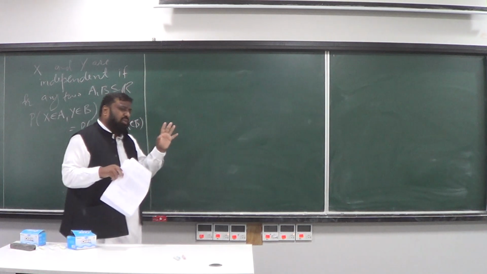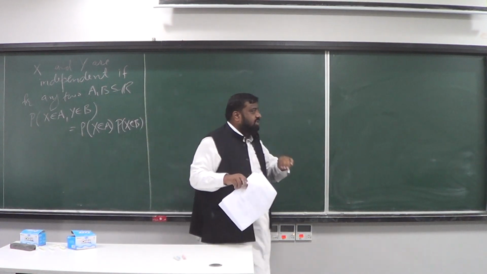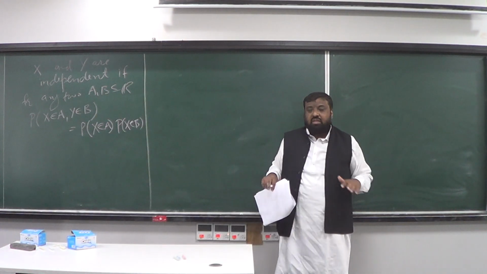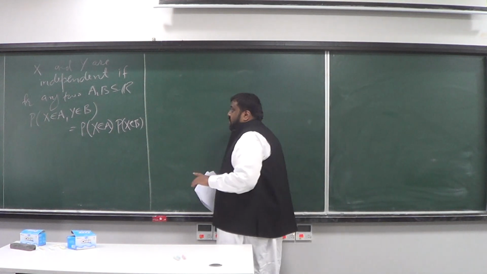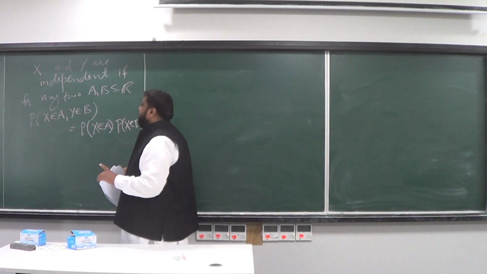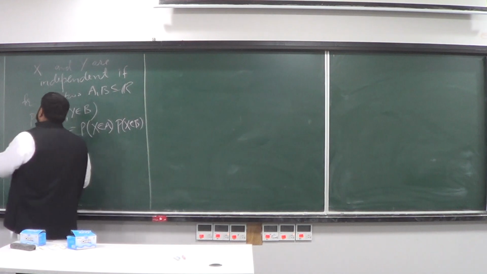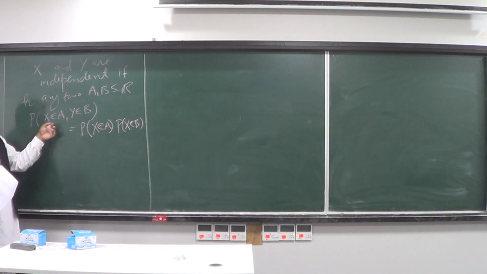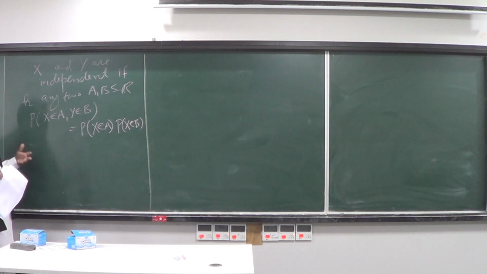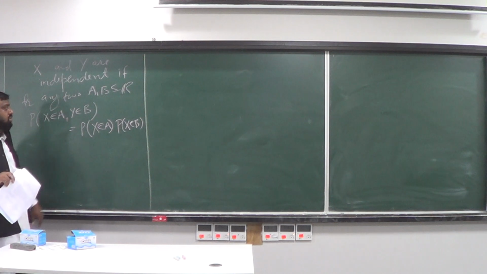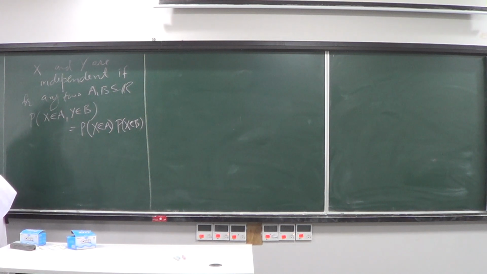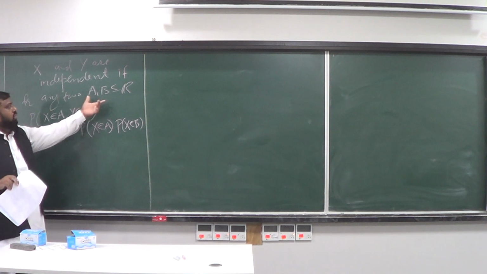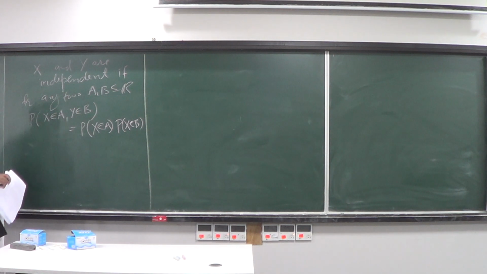They are actually measurable sets, which I'm not going to get into the detail of. For such sets, if this equality holds, in other words, the probability that X belongs to A and Y belongs to B is equal to the product of the probabilities, then you call those two random variables independent random variables, and this identity should hold for any two subsets of R.